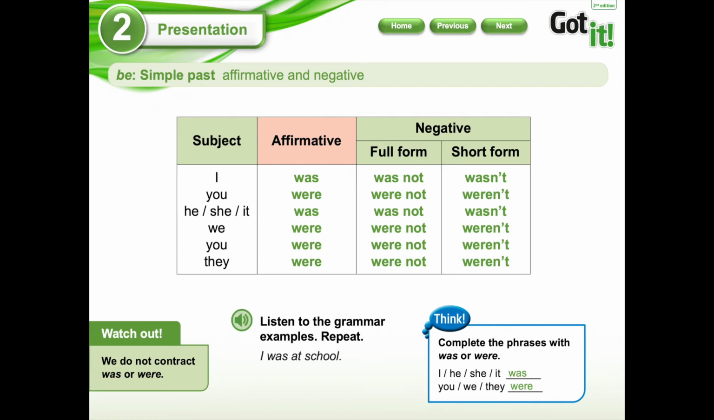So here we have some examples. You're going to listen to it and you're going to repeat it, okay? I was at school. They weren't in a band. Okay, perfect. Okay, we're going to repeat it again. I was at school and they weren't in a band. Okay, perfect. So, past time expressions, and this is very important too.